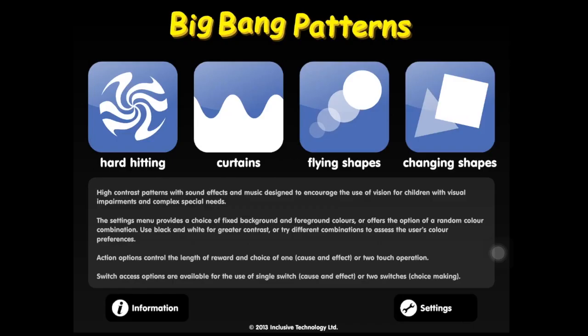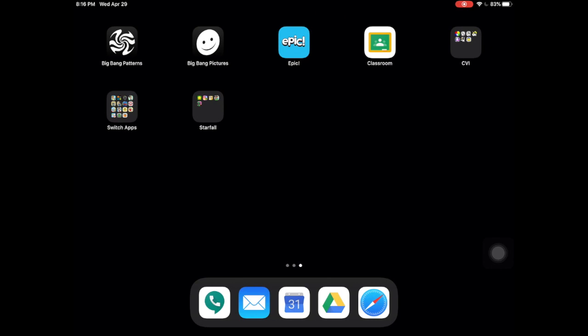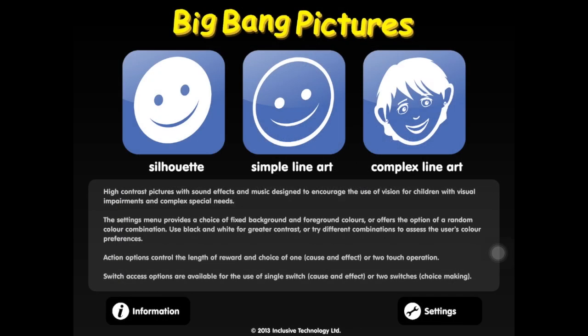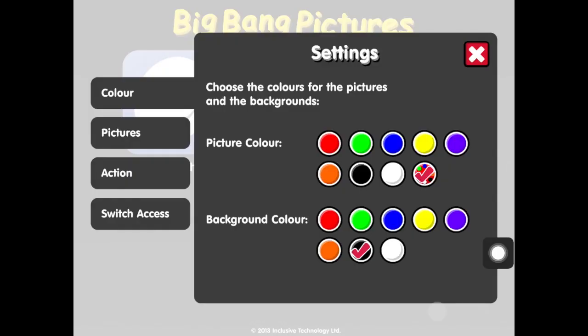I'm going to go ahead and hit my home button to go to our home page. And this time I'm going to show you how to go to the Big Bang Pictures. Again, same company, so operates very much in the same manner. So I'm going to go ahead and go to my settings. Again, I can choose different color. I'll choose purple this time.